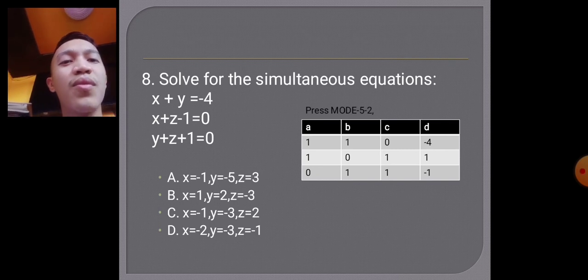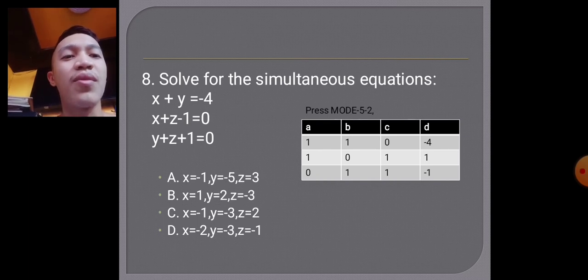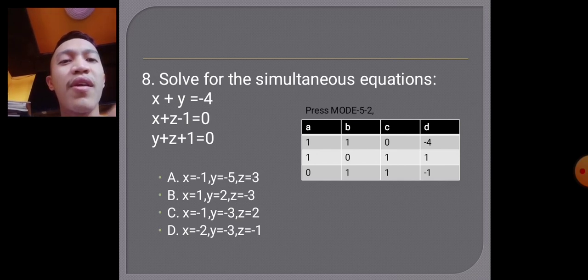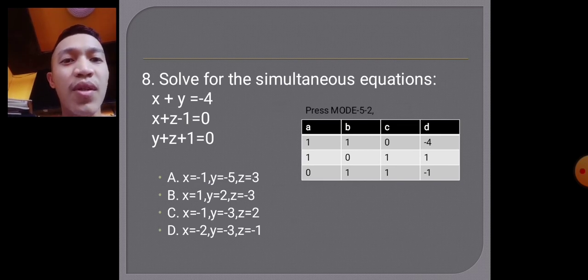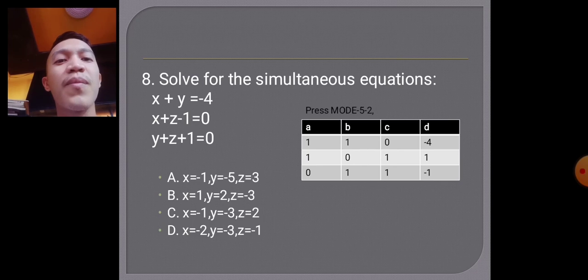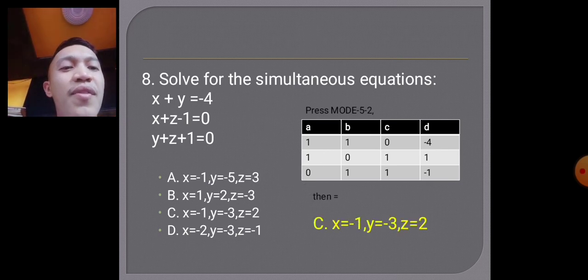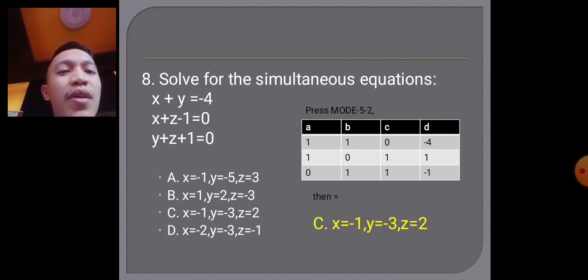Now for equation 2, our a is 1, y is not given, so that's 0, our c is 1, and our constant is, you transpose negative 1 to the right side, that becomes 1. Now for equation 3, x is not given, so a is 0, and b is 1, and our c is 1, and our constant is negative 1. After that, you press the equal sign, then you will be given 3 values. For x, it's negative 1, for y, it's negative 3, for z, it's 2, and that's letter C.